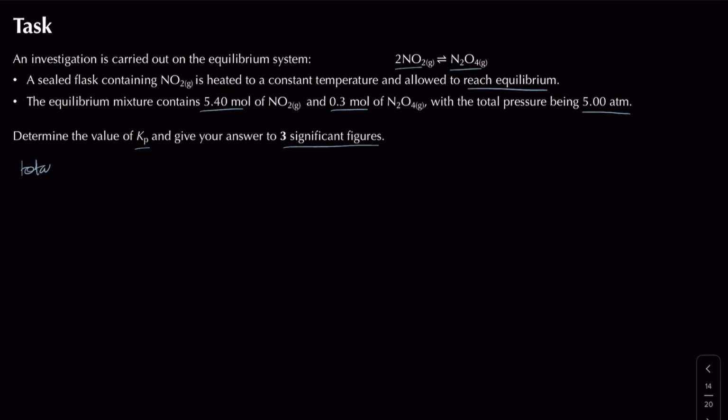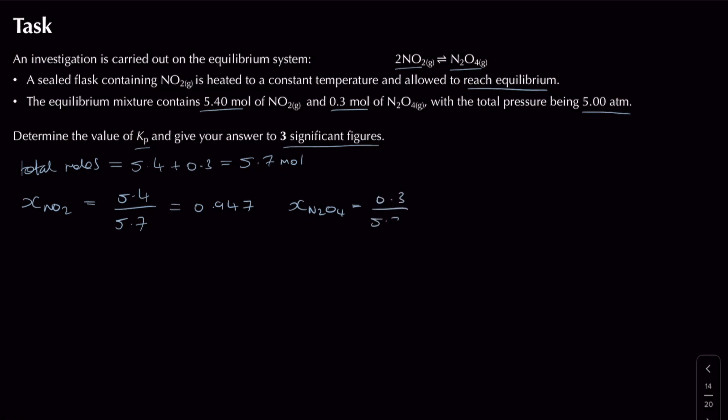Now, the first thing that I'm going to do is work out the total number of moles. So the total moles in this case is going to be 5.4 added to 0.3, and that's going to give us a number of 5.7. Once that's done, I can find my mole fraction of NO2, which is of course going to be equal to 5.4 divided by 5.7, and that gives me a number of 0.947. Once that's done, I can find the mole fraction of N2O4, and that's going to be of course our value of 0.3 divided by 5.7, and that's going to be equal to our value of 0.0526 itself. And there's our first part done in terms of the total moles and the mole fraction.